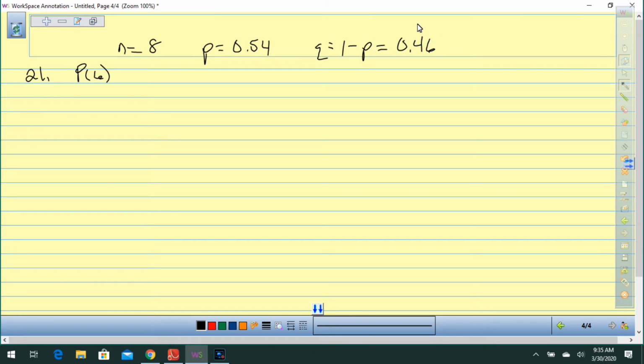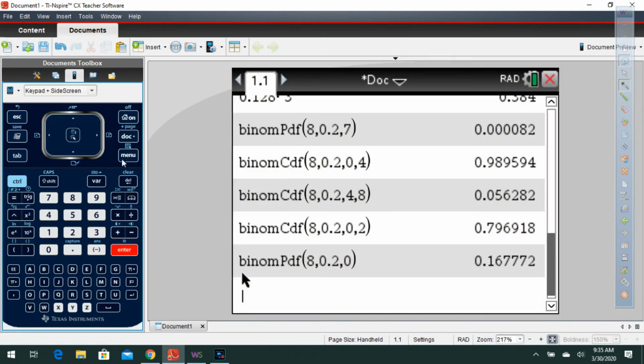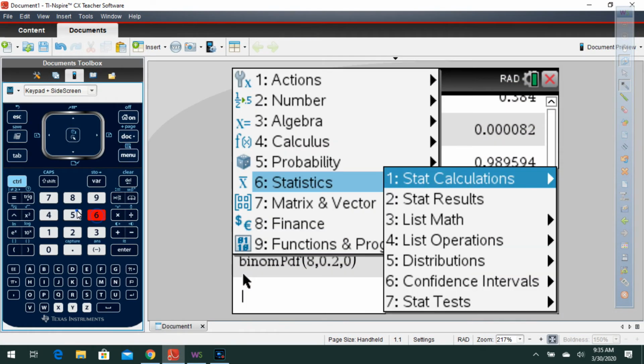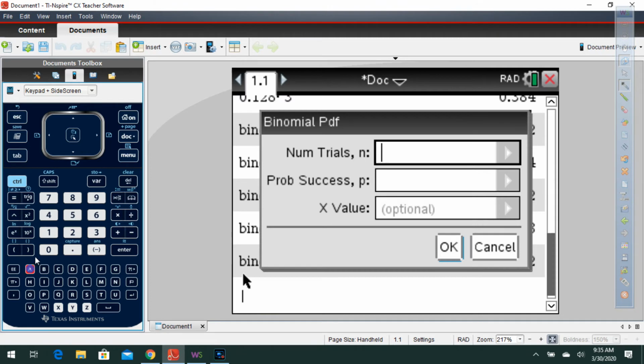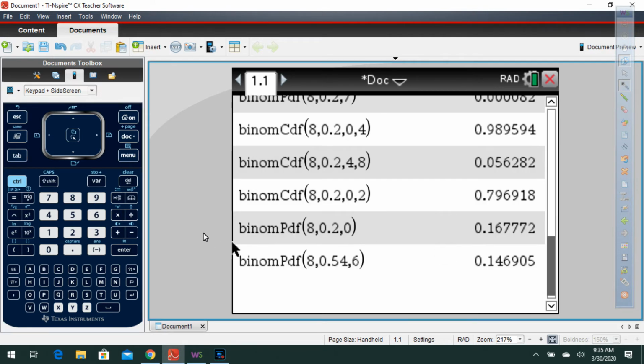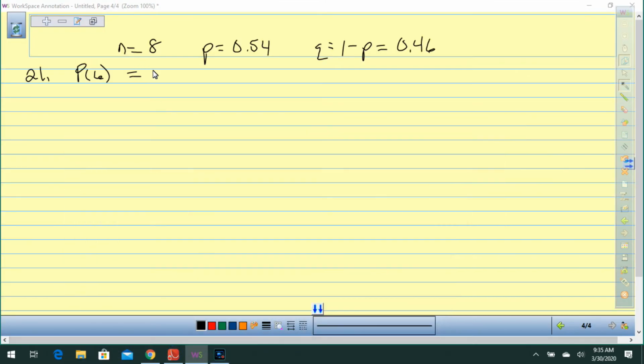0.46. All right. Now that we got that, we can go here and we go menu 6, 5. Since we're only looking for the 1, we'll do A. And number of trials is 8. 0.54. And we were looking for 6. Let's put a 6 in there. And we got 0.147.